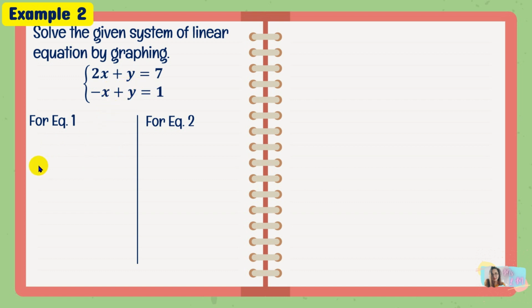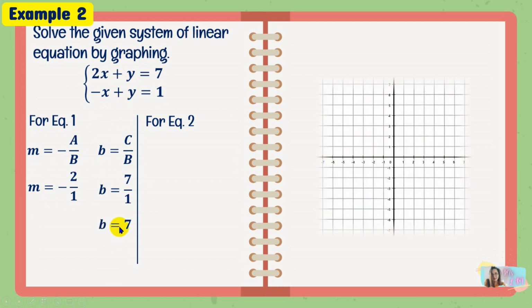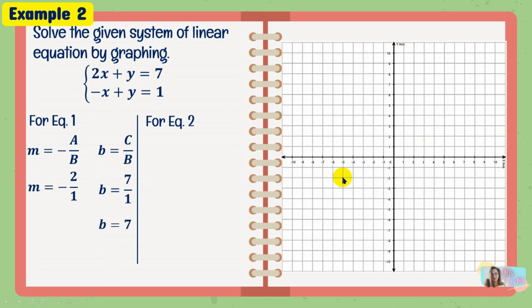For the slope, we have negative of a over b and our a is positive 2, b is positive 1. So, we're going to have negative 2 over 1. We are not going to divide this now because we need rise over run na ratio. So, kailangan natin yan. Then, for the y-intercept is equals to c all over b and that is 7 divided by 1 and that's positive 7. So, ito po yung ating unang ipaplat sa ating Cartesian plane.